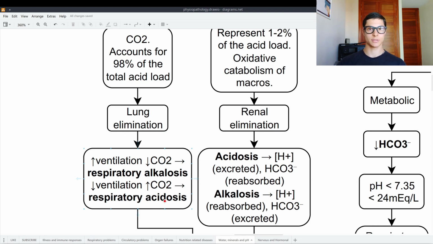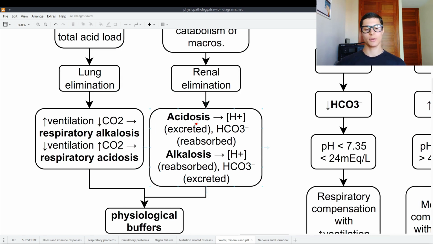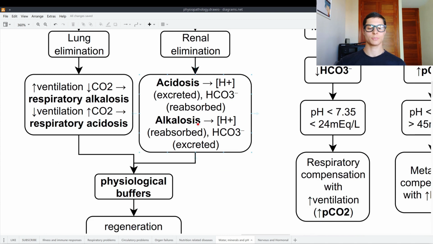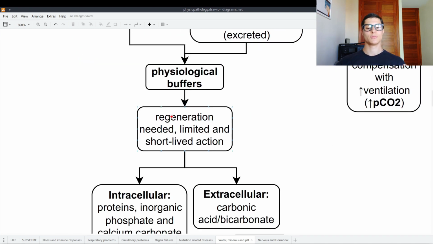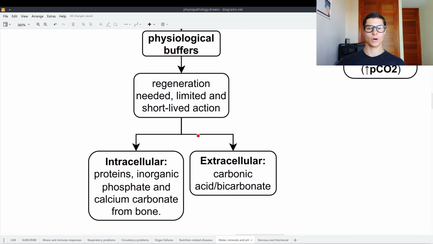a respiratory acidosis. If there is a metabolic acidosis, we will excrete a lot of protons and reabsorb a lot of bicarbonate. And in the alkalosis, we will do the reverse. We will reabsorb the protons and excrete the bicarbonate. And here we have to talk about the physiological buffers. The regeneration needed, limited and short-lived action. These are the main characteristics of the physiological buffers. We use them to find the optimal pH in every tissue.